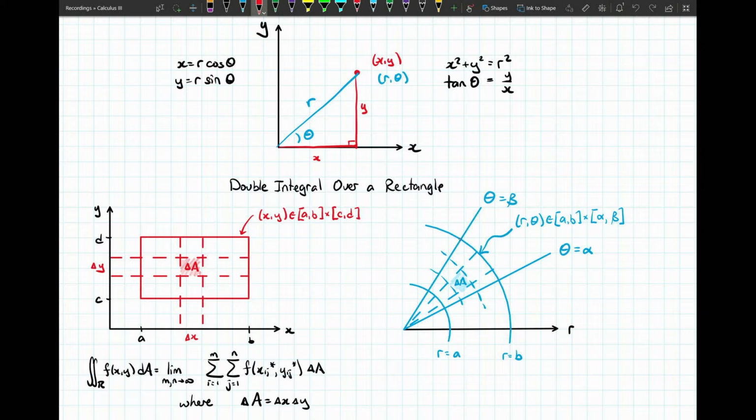So you can see the shape of a polar rectangle here. We have two straight sides and two curved sides. Those curved edges are bounded by r equals a and r equals b.